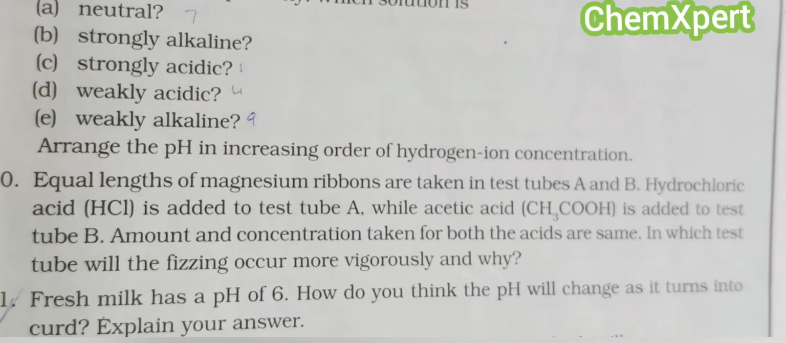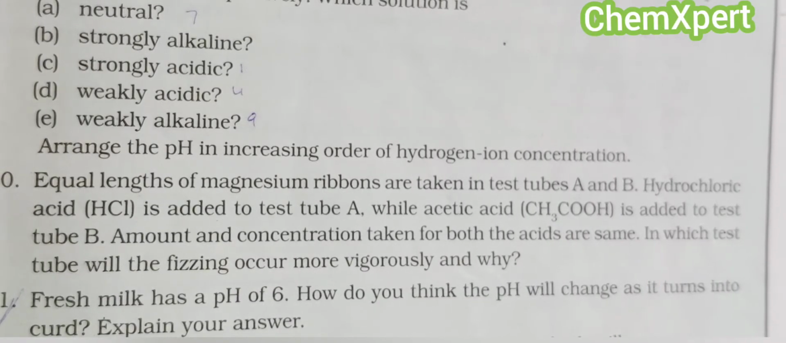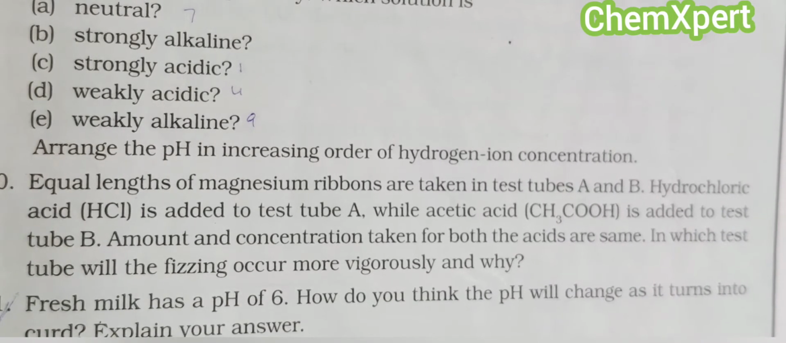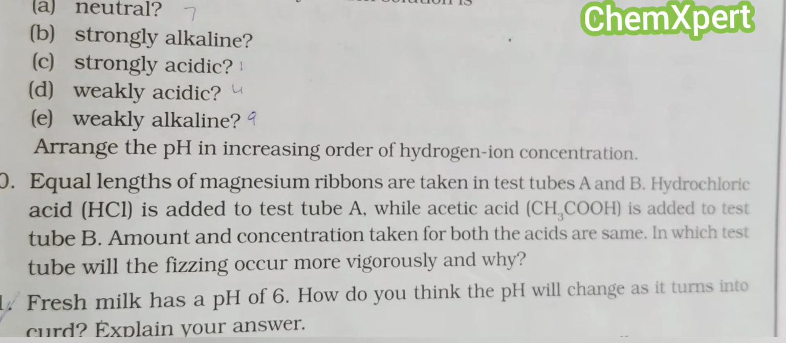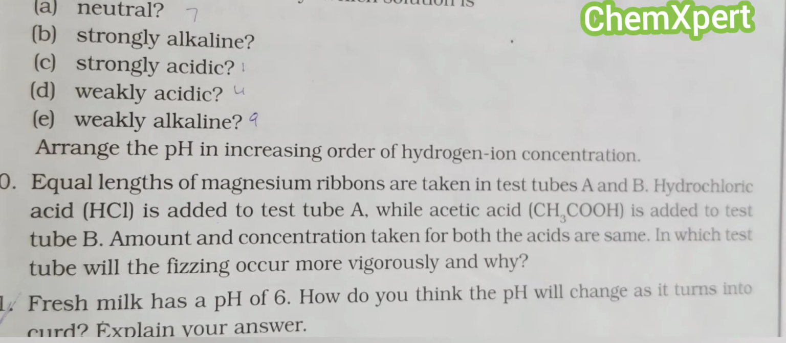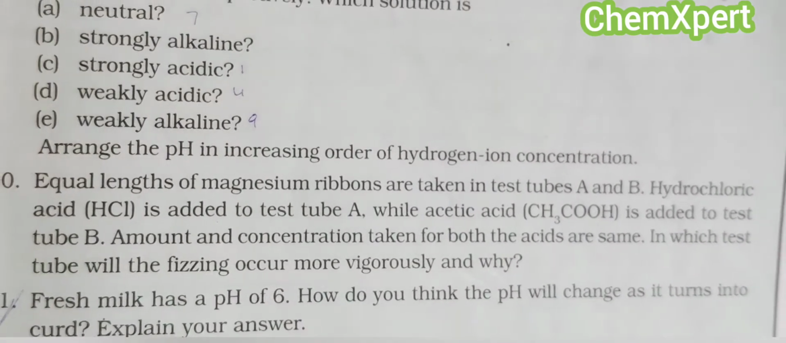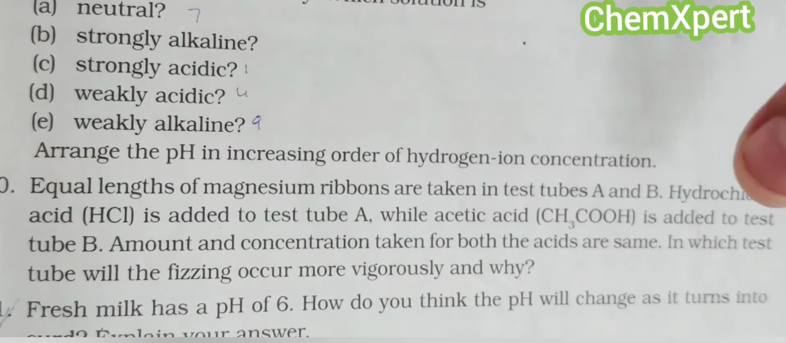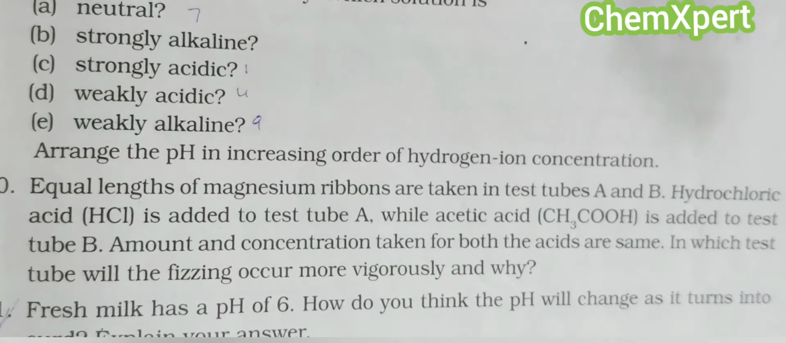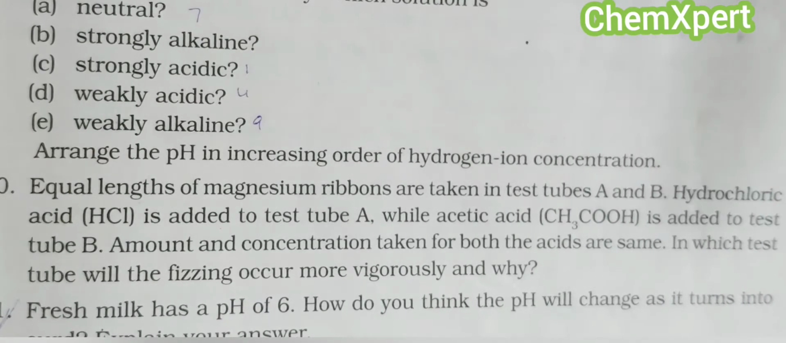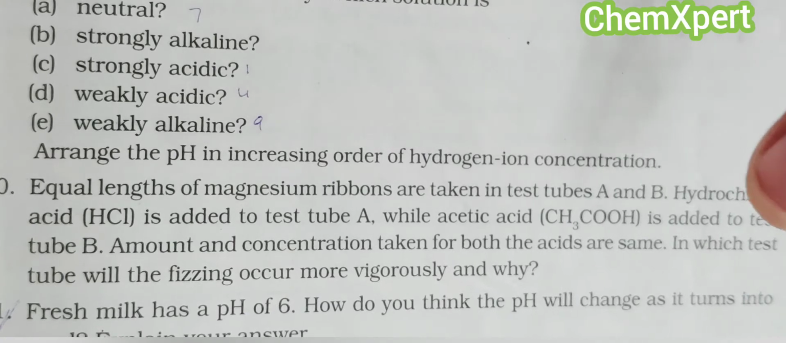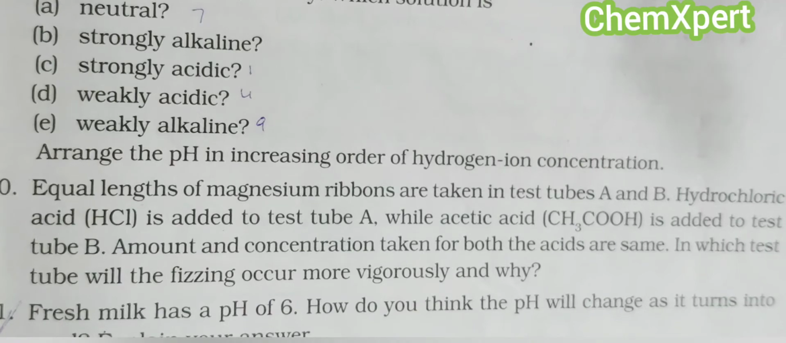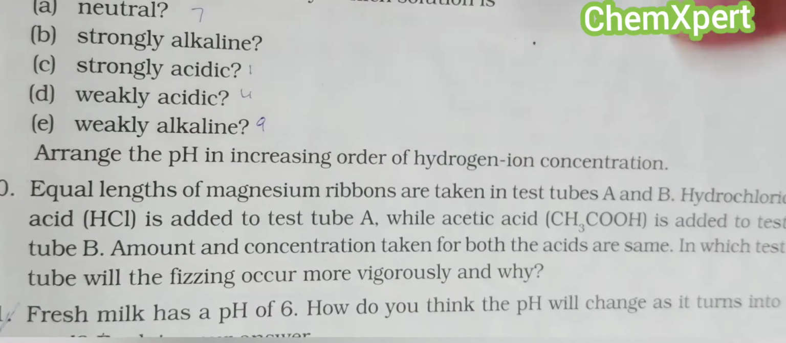Hello everyone, in this video we will discuss one of the NCERT questions from class 10 science chapter 2, acids, bases and salts. This is question number 10, which we are going to perform in this video. Equal lengths of magnesium ribbon are taken in test tubes A and B, and hydrochloric acid is added to test tube A while acetic acid is added to test tube B. The amount and concentration taken for both acids are the same. In which test tube will the fizzing occur more vigorously and why?